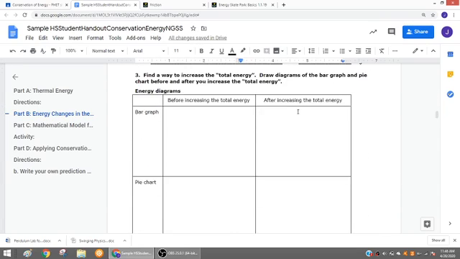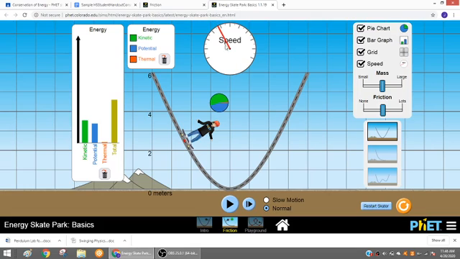Continuing on to the mathematical model. Find a way to increase the total energy. Draw diagrams of the bar graph, and conveniently we don't need to draw. We can just use screenshots and crop down images for this. Find a way to increase the total energy. I just kind of showed you that. If you release the skater here, press play. Look at that, total energy is small. Put him up here, much higher.